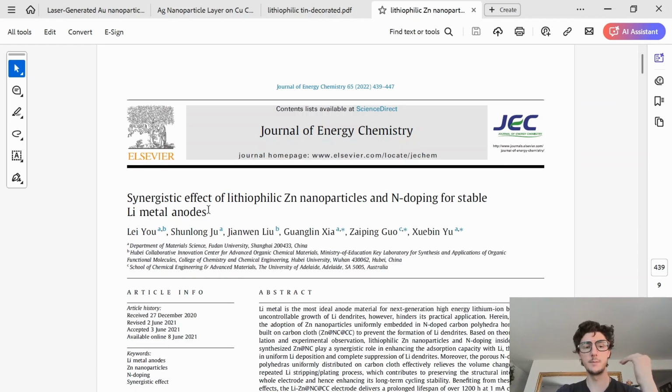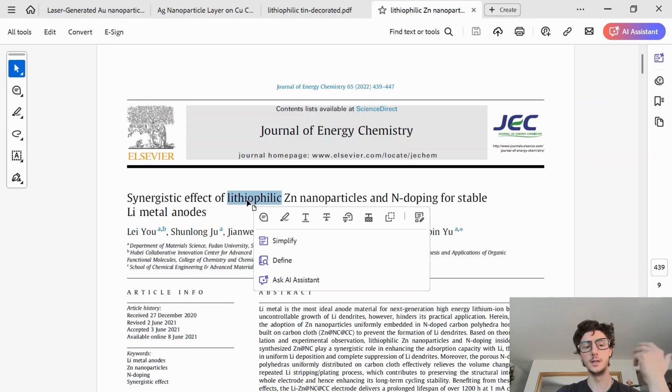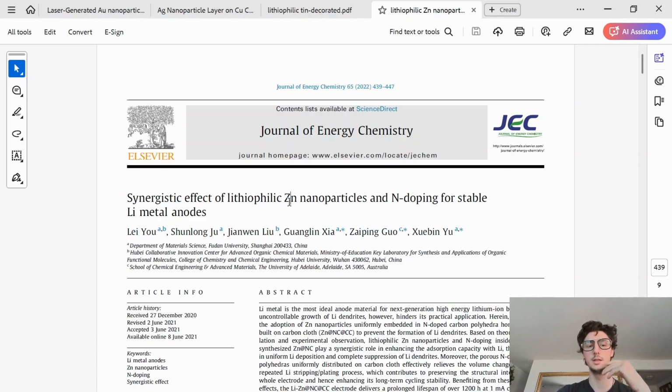What does this mean? If you've heard of arachnophobia, like fear of spiders, if there's arachnophilia, there is like love for spiders or like affinity for spiders. So this thing here is kind of similar. You have lithiophilic zinc nanoparticles, which means that the lithium is attracted to the zinc. There could be also lithophobic materials which don't like lithium. And my interest here is that these nanoparticles are attracted to lithium, so they can kind of help in certain parts of the battery if the battery uses lithium metal.